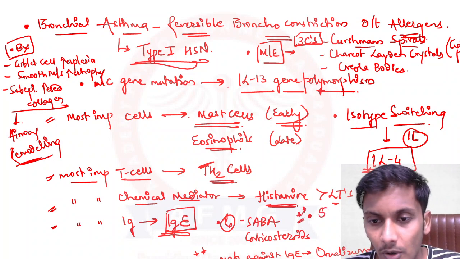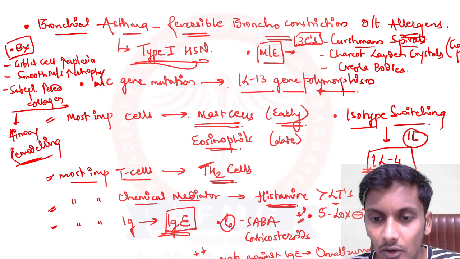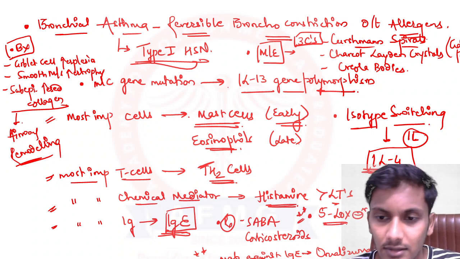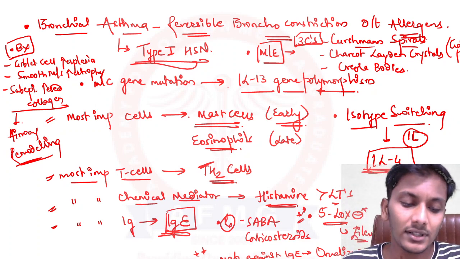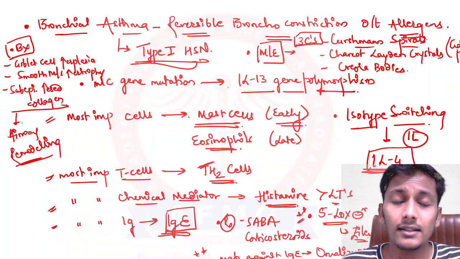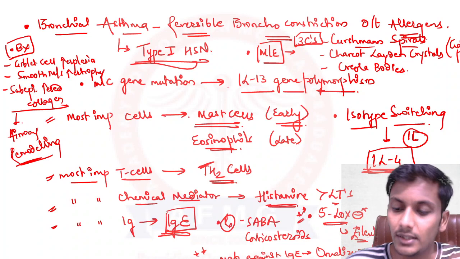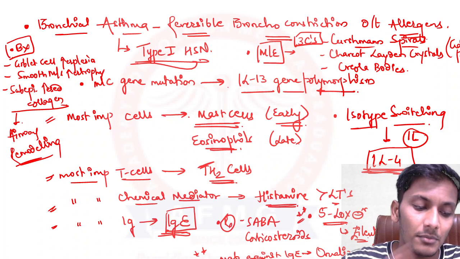The next question, which has been twice repeated, is about the drug used in asthma which is a 5-LOX inhibitor. Please remember, the 5-lipoxygenase inhibitor used in bronchial asthma is zileuton. Another important drug is a mast cell stabilizer like sodium cromoglycate. These are the important features that you need to remember about asthma.